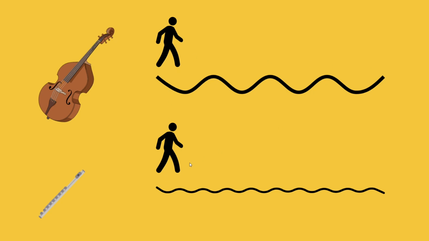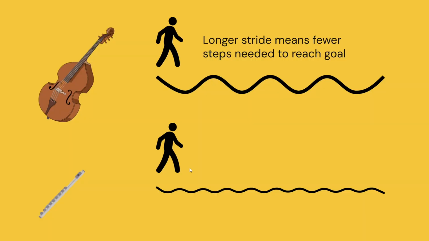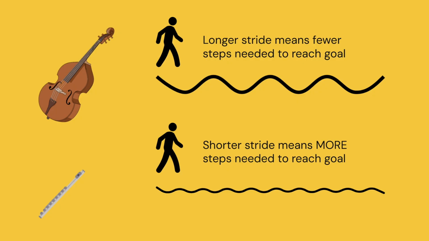And so you can imagine how many fewer steps the big wavelength is going to take than the small wavelength. Okay, our bass is going to take fewer steps than the piccolo. A longer stride means fewer steps needed to reach the goal. Shorter stride means more steps needed to reach the goal. Okay, so let's say our bass can get there in about, I don't know, 5 steps. The piccolo is going to take 70 steps to get there. That's probably a little exaggerated, but you get the idea.